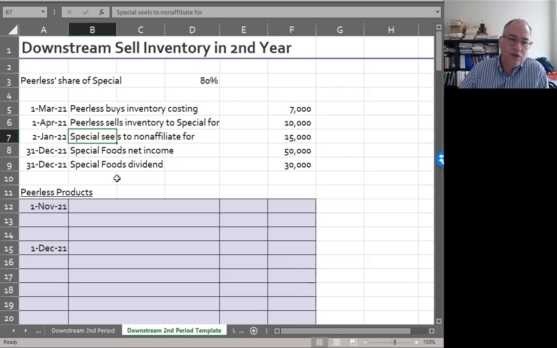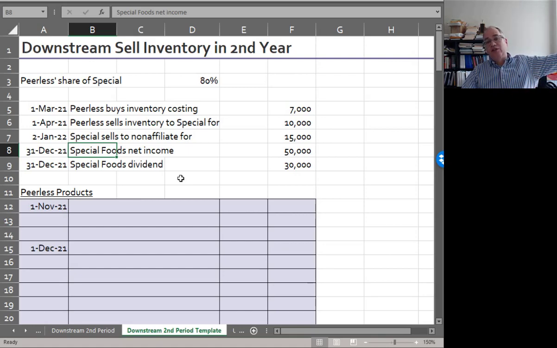Special sells to the non-affiliate for $15,000 on January 2nd, 2022. But that's next year. This year, Special Foods' net income is $50,000, and Special Foods pays a total dividend of $30,000.